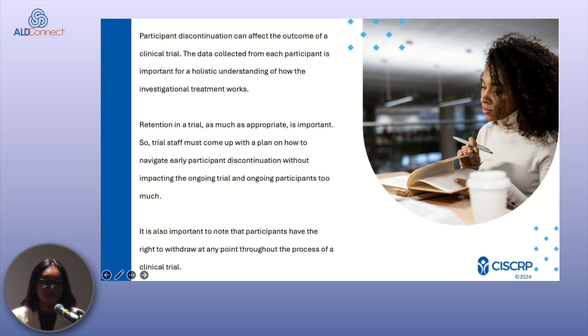Retention in a trial, as much as appropriate, is important. So the trial staff must come up with a plan on how to navigate early participant discontinuation without impacting the ongoing trial and ongoing participants too much. But like I mentioned, participants are allowed to withdraw themselves, and it is important that they know that they have the right to do so at any point in the process.